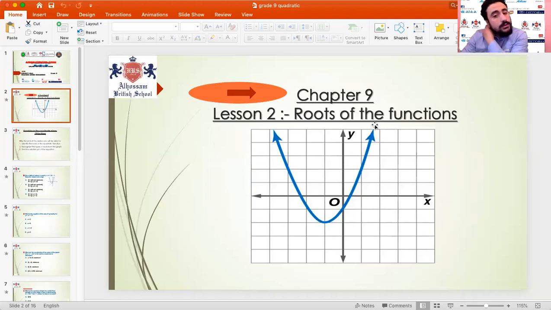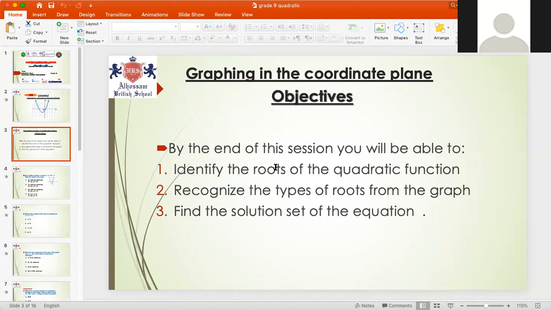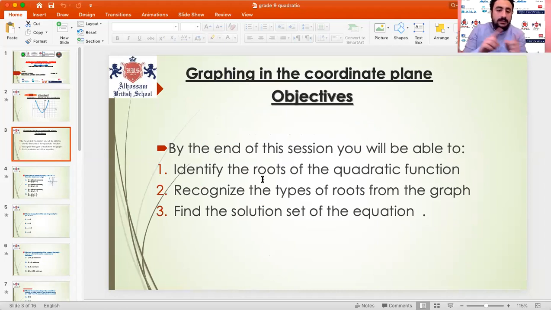Okay, so let's continue. Today we are going to study how to find the roots of the function. Everybody say roots of the function. Our objective is that by the end of this session, you will be able to identify the roots of the quadratic function. The meaning of roots is the solution, the values of x. Number 2, recognize the types of roots; there are 3 types of roots from the graph. Find the solution set of the equation.